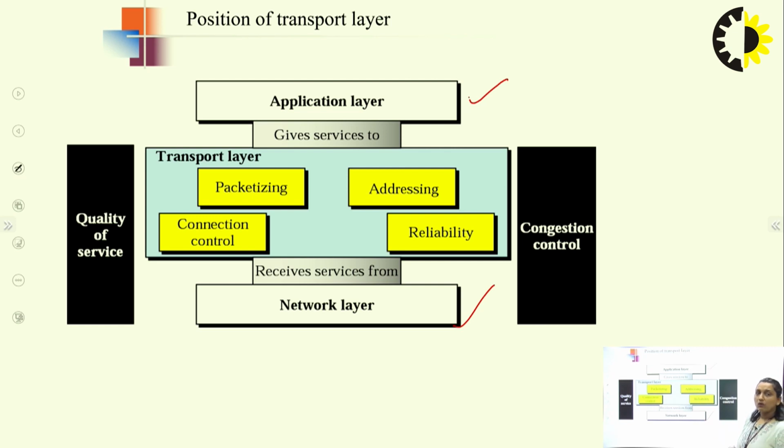What are the services we can use in the transport layer? First is quality of service, what type of quality we will provide to our data. Next is congestion control. When we deliver data, the routers can be overloaded and we have lots of data. So how can we control this congestion, and how do we control the flow of data from the source side to the destination side? There are some measures we can take in congestion control.